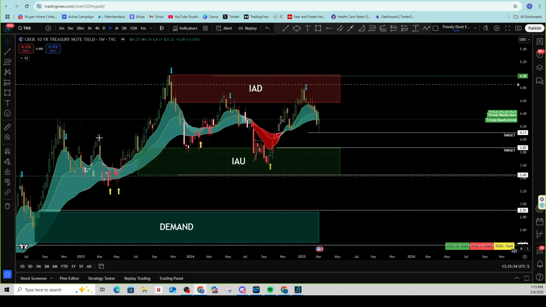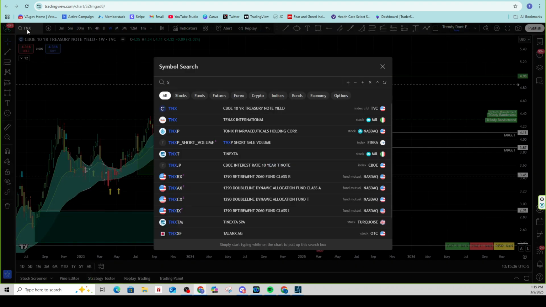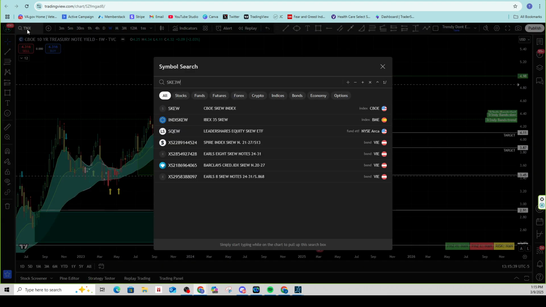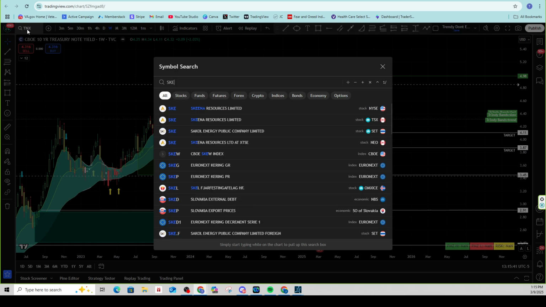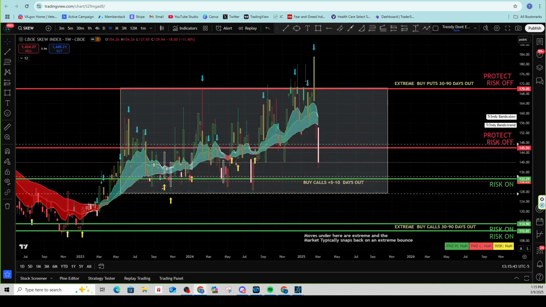The next chart that we're going to be looking at is the SKEW. This is a very important part of my broad market analysis. And again, this is just an indicator developed by the Chicago Board Options Exchange that measures perceived risk in the S&P 500. Just remember, while the SKEW is a useful tool for gauging market sentiment, and I use it every week, it's just one of many indicators and should not be used in isolation for making any trade decisions, but rather in conjunction with other market analysis.